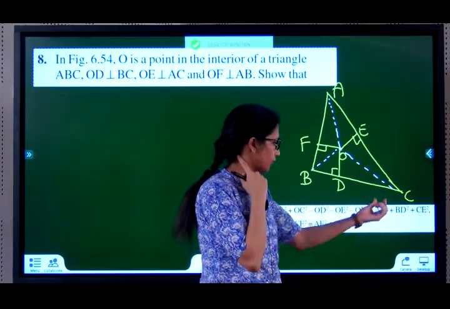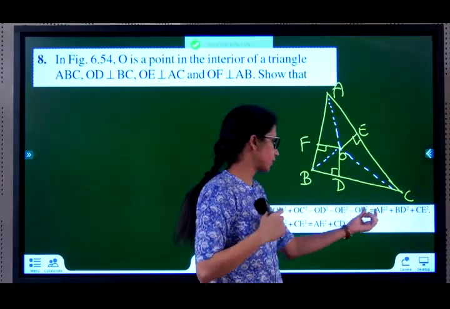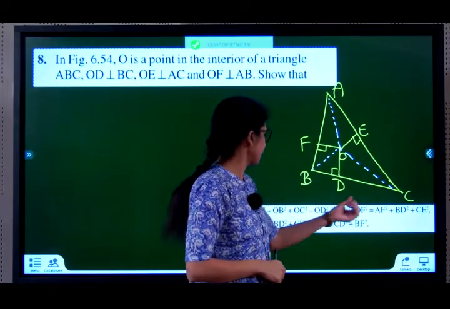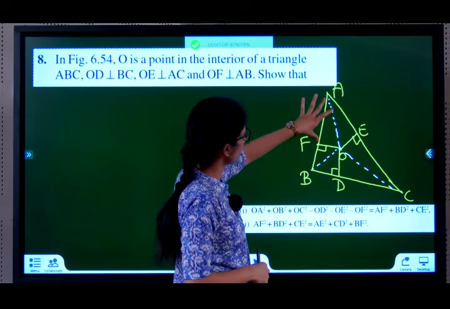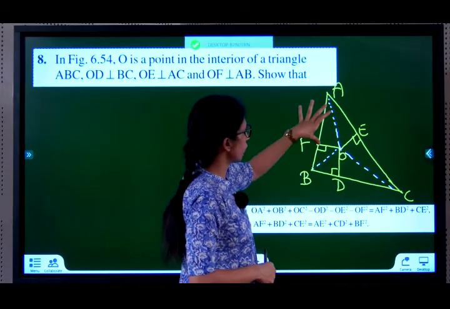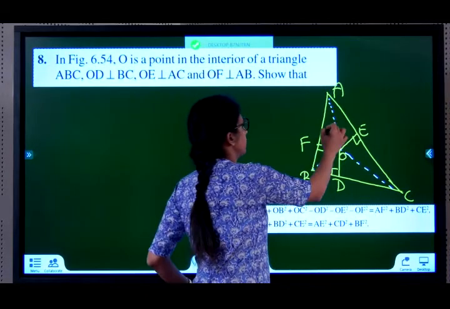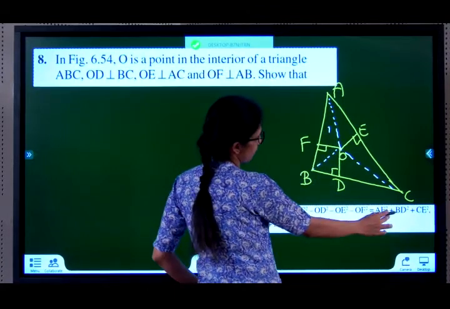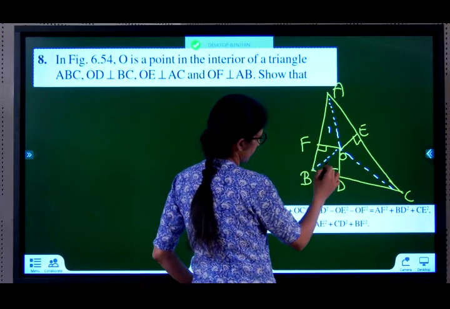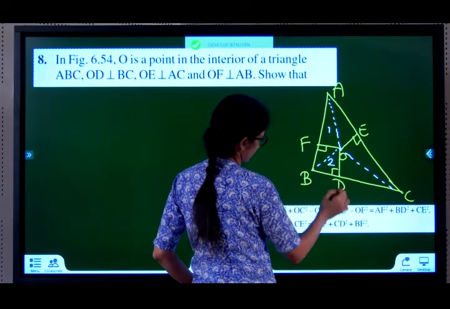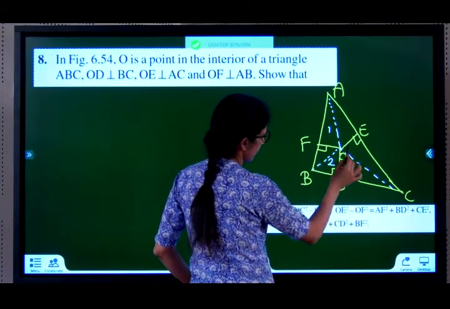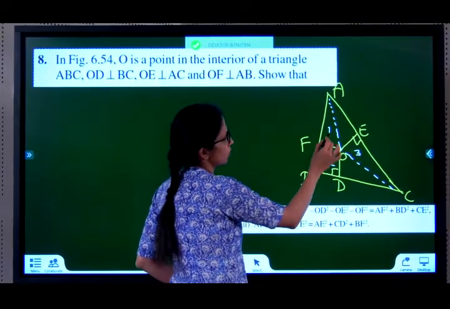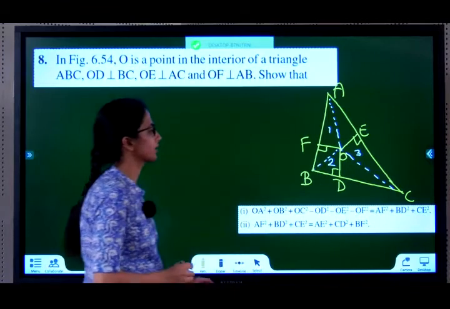See, I will send all this to the other side. So, OD will go that side, OE will go that side, OF will go that side. Observe now, you have AF and OF. AF and OF are related to which one? This triangle. Next, I also have BD. With BD, I have OD, this triangle. I have CE and have OE, this triangle. So, I have taken these three triangles.